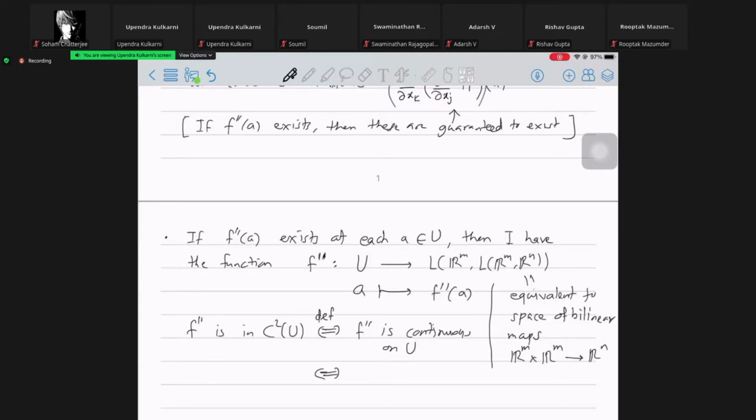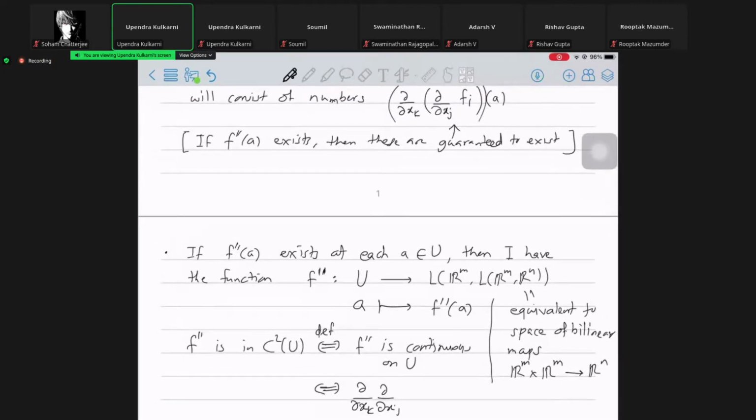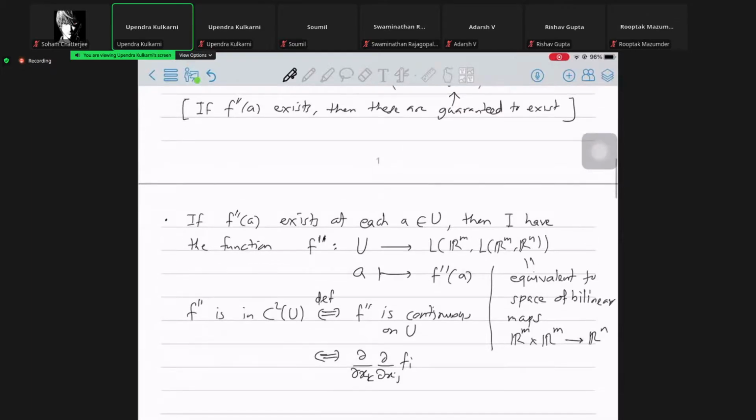The mixed partial derivative. Yeah. Okay, so I haven't really used the word mixed partial derivatives. What we mean is just double partial derivatives, right? Which is to say del by del xk of del by del xj of fi. All of these are continuous functions. From where to where? U to R. Exactly.